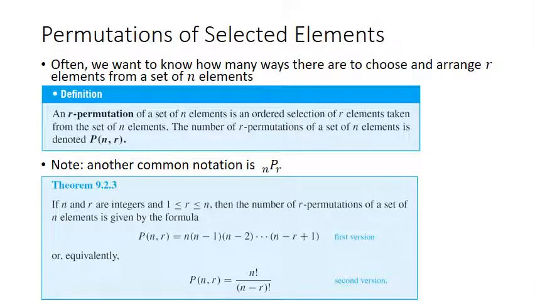Okay, so now let's talk about the concept of permutations of selected elements. So not all of the elements, just some of them. Oftentimes we want to know how many ways there are to choose and arrange R elements from a set of N elements. This concept is really crucial to being able to build up and model more complex kinds of events than the ones that we've seen so far. So we have a special vocabulary for this. An R permutation of a set of N elements is an ordered selection of R elements taken from the set of N elements. The number of R permutations of a set of N elements is denoted P of N, R.